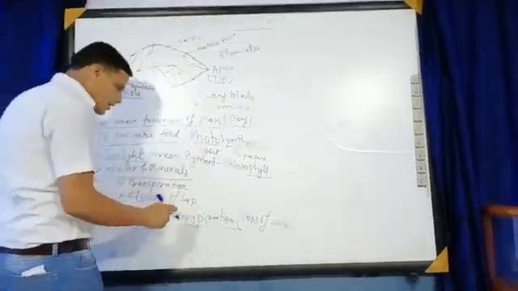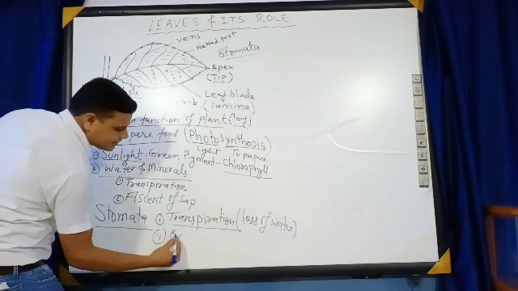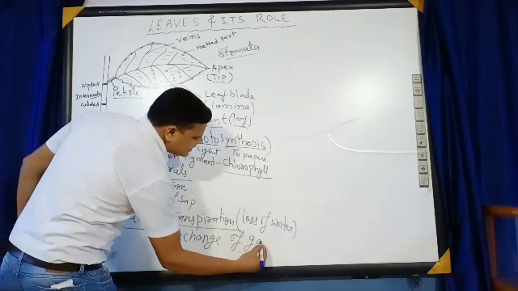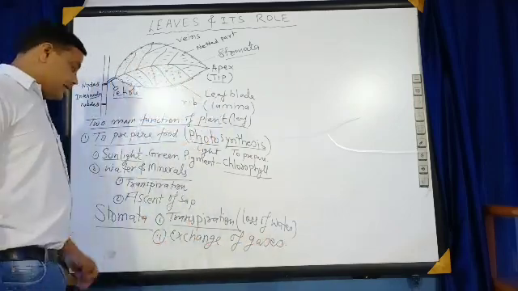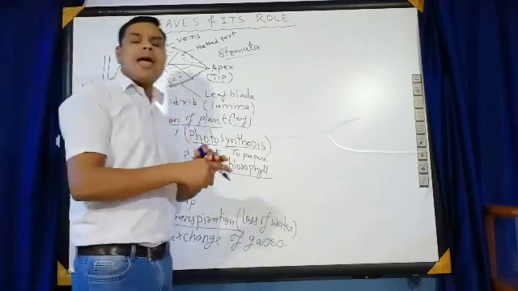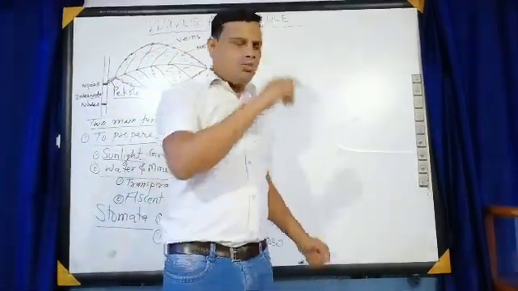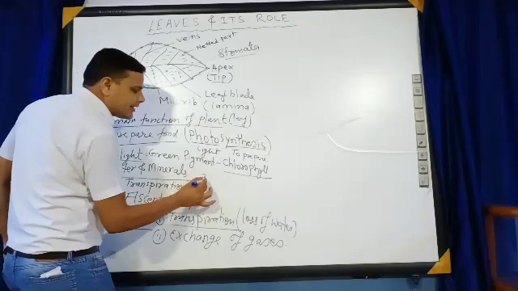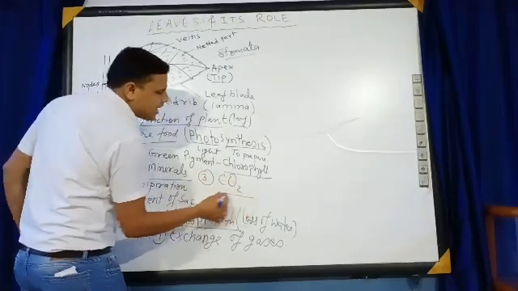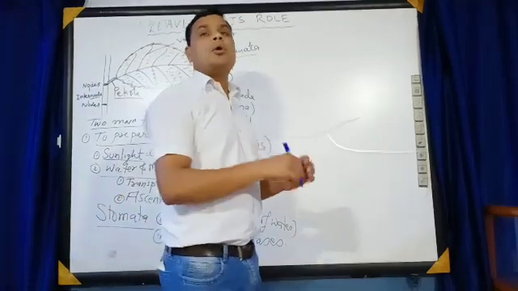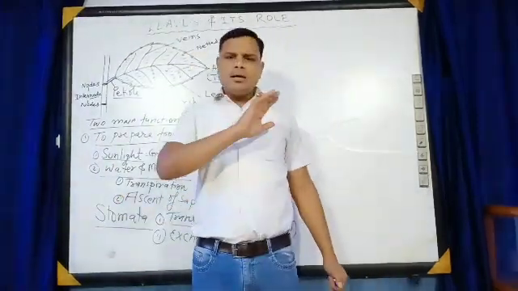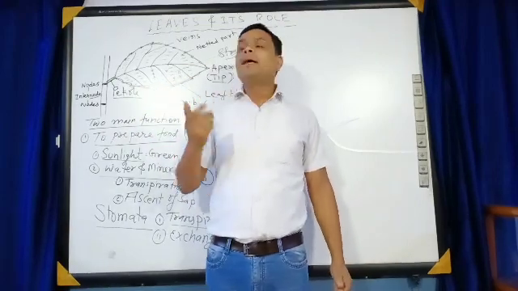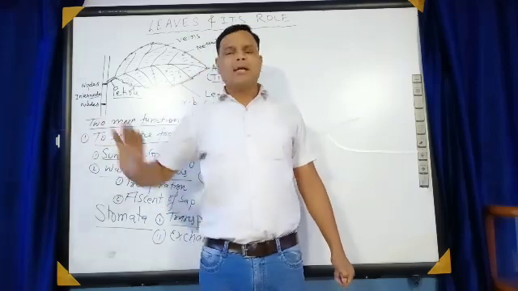And the second function is exchange of gases. The stomata exchange the gas, because after water and sunlight, the third component that is needed is carbon dioxide. Without carbon dioxide, the plant cannot prepare its own food. So carbon dioxide is very important, and all the animals provide carbon dioxide to the plant.